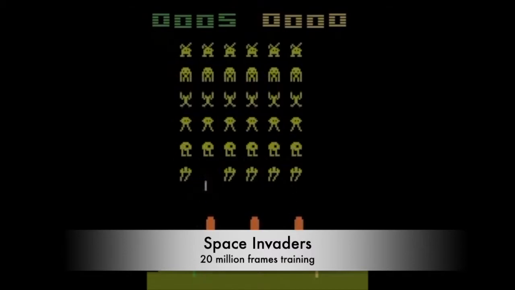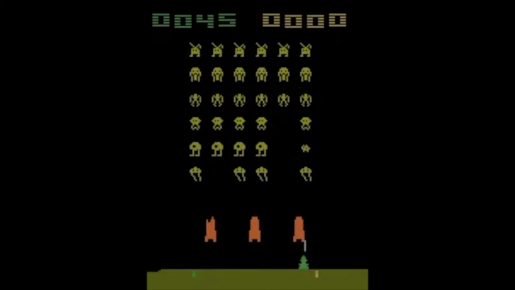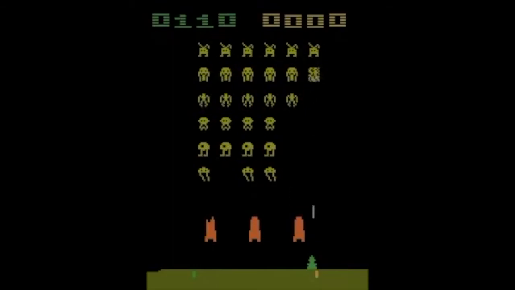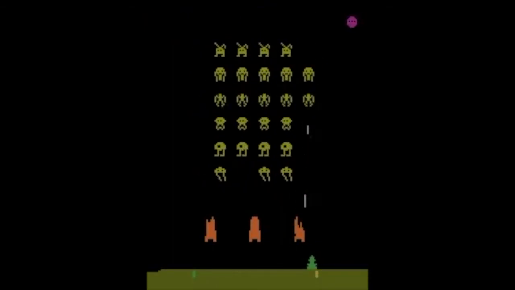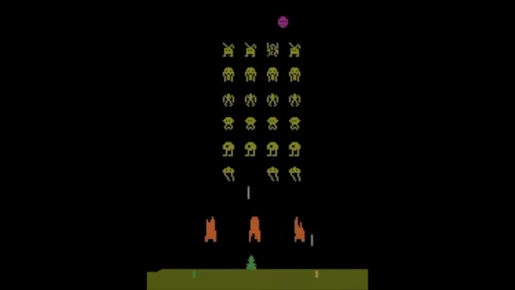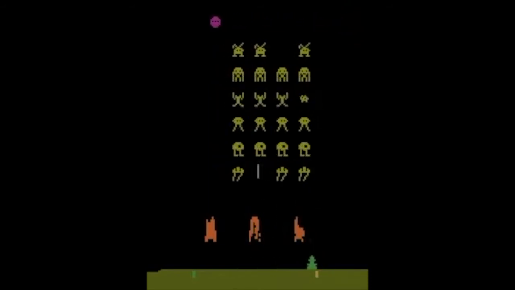Finally, after 20 million frames of training, the agent has learnt to dodge the incoming bullets from the ships, and also it's learnt the strategy of shooting the edges of the ships so that it gives the agent more time to shoot the remaining ships. This maximizes the score.